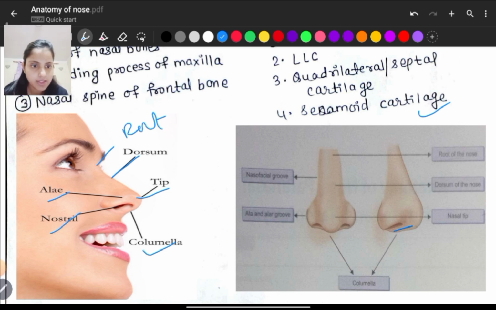Here we can see, this is the columella. This is the nasal tip. This is the dorsum of the nose. This is the root of the nose. This is the nasofacial groove. This is the ala and the alar groove.